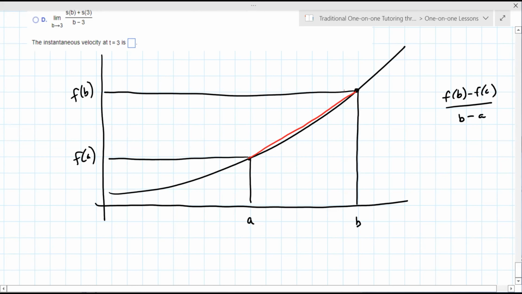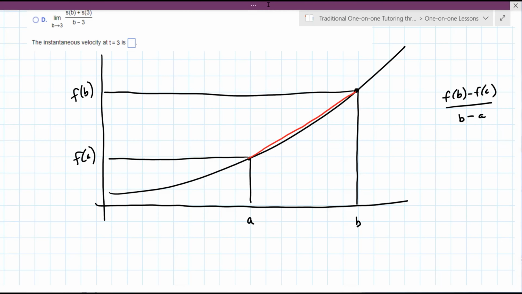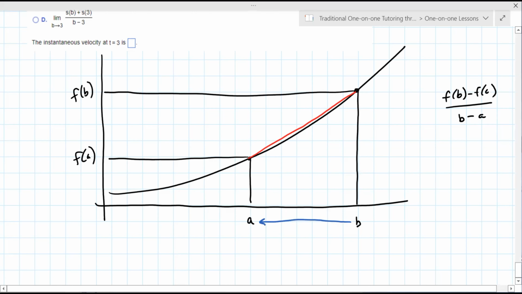Great. Now, calculus does the following. It makes B infinitely close to A.